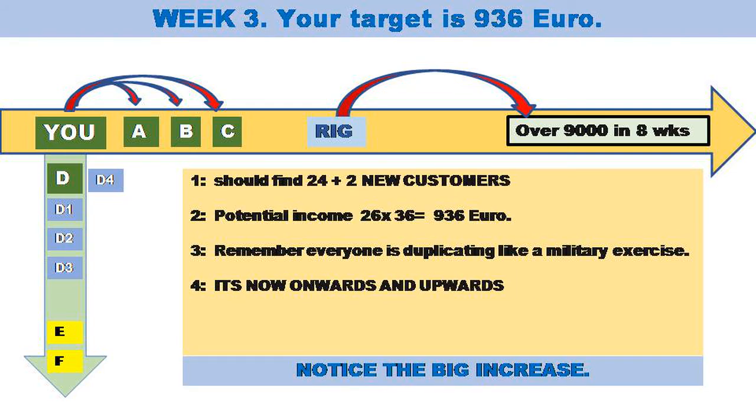Now continue the illustration for week 3. With everybody duplicating, you're going to end up with 26 new customers in that line. That's 24 plus 2. The potential income here is 26 times 36, which is €936. Now you've got the beginning of exponential income. Notice the big increase to 936? You haven't added in any people this week. You're getting the benefit of leverage. Leverage is now kicking in for you.